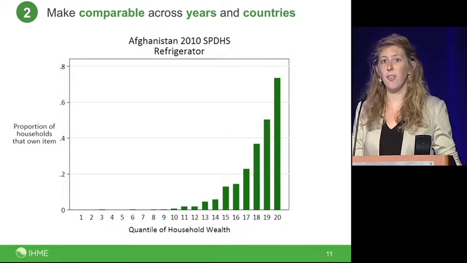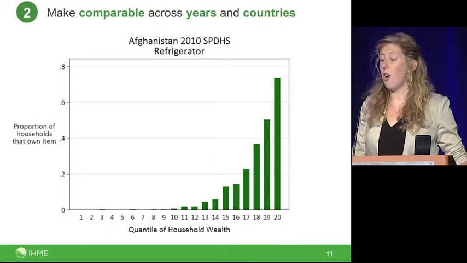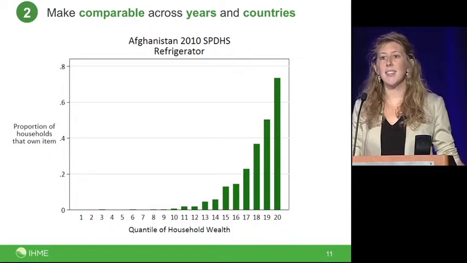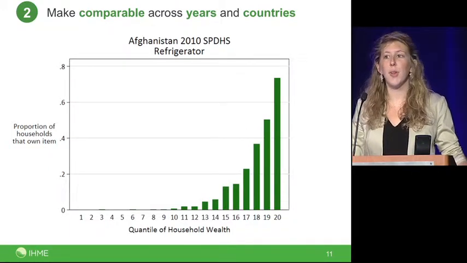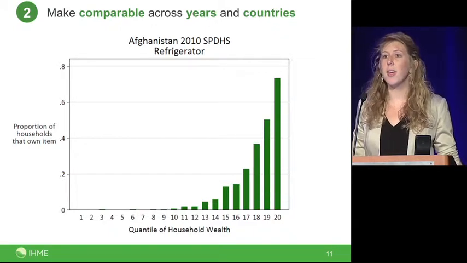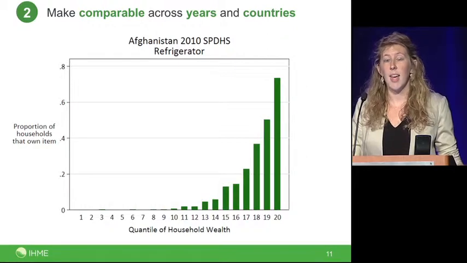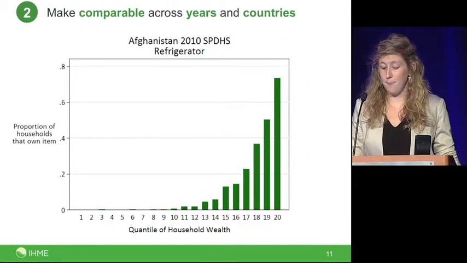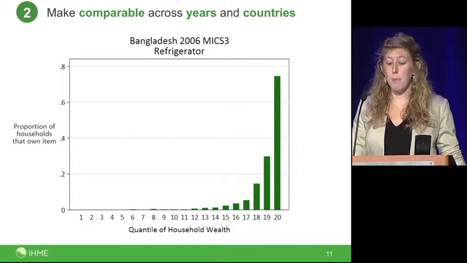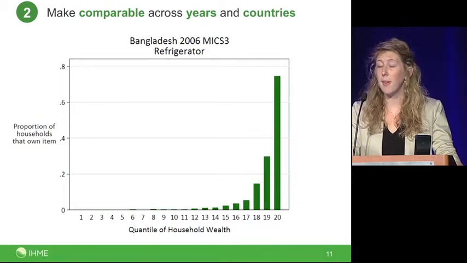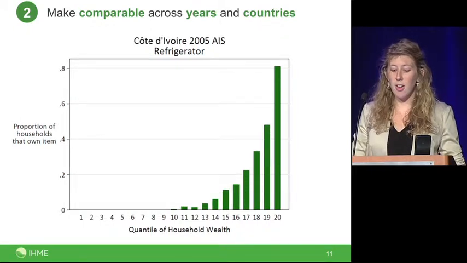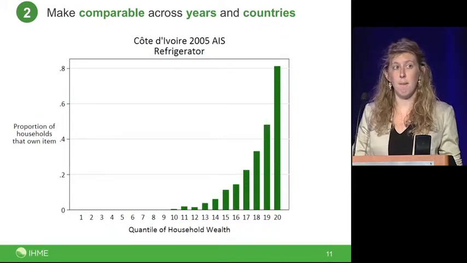I've parsed all of the households into 20 equal-sized bins and arranged them by wealth. On the y-axis is the proportion of households within each of those bins that owns the item. As you can see, as you increase wealth, you increase the likelihood of owning the item. And in economics, this is termed a normal good. And we find that, in fact, a refrigerator is a normal good, also in Bangladesh in 2010 in the Multiple Indicator Cluster Survey, and similarly in Cote d'Ivoire in the 2005 AIDS Indicator Survey.